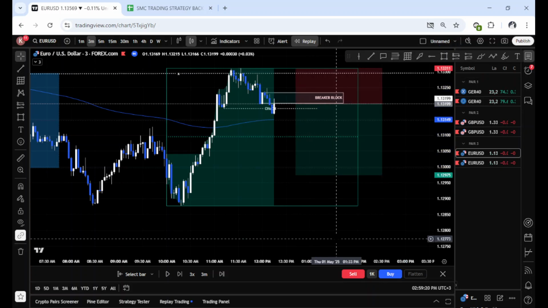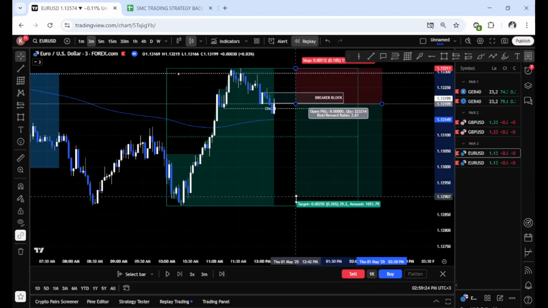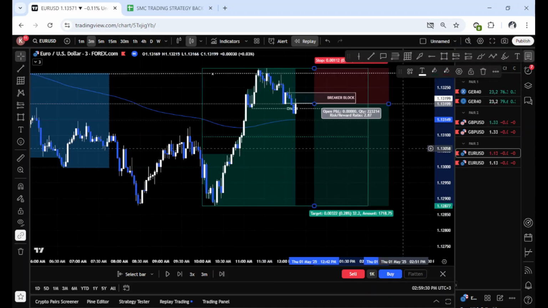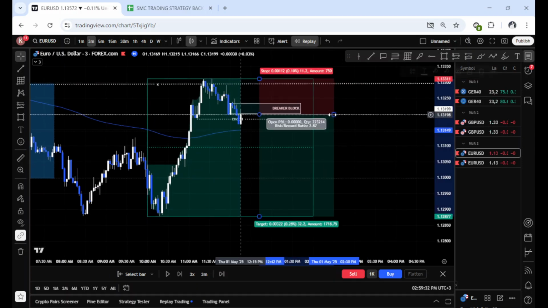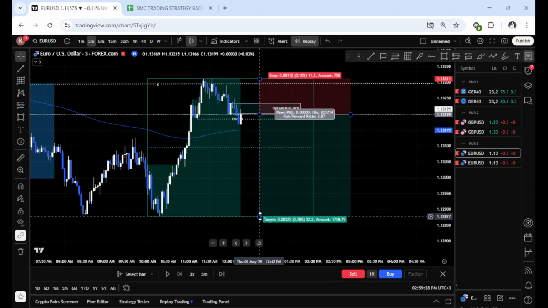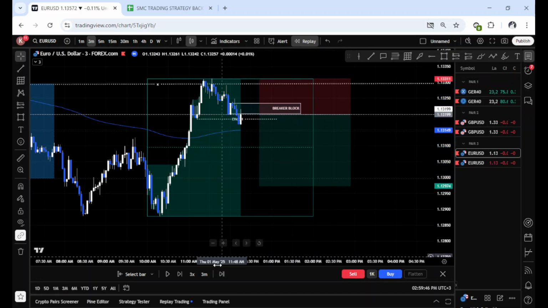I go break even at opposing liquidity. So opposing liquidity is this side of the liquidity. If it is taken, well and good, whichever comes first, that is what I'm going to go with as my break even. So let's see how it goes. Let's mark 2R and know if we are going to go break even or we are going to be stopped out at a loss, and that is part of the game.